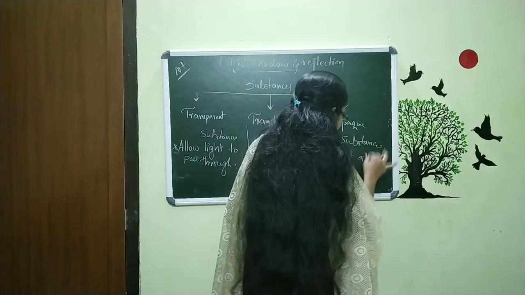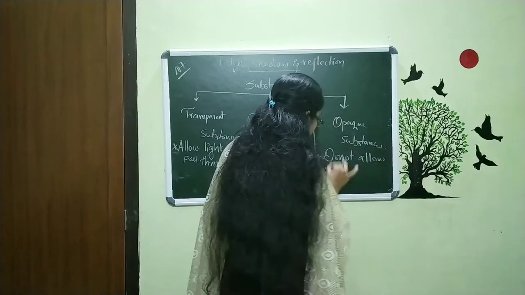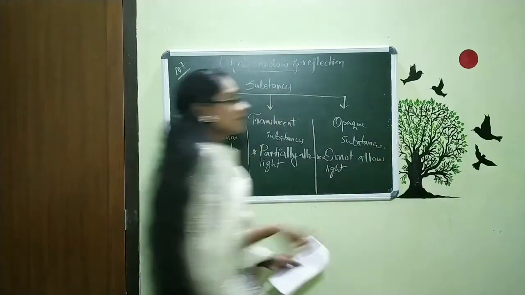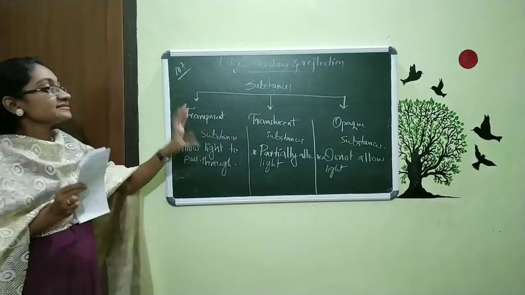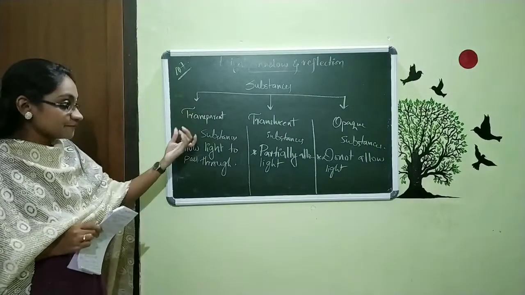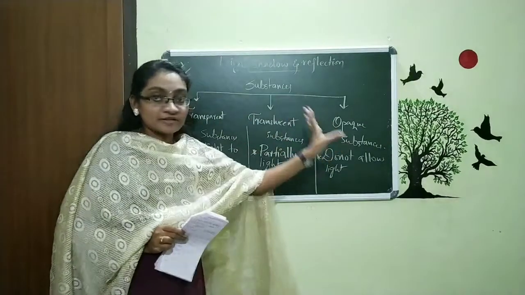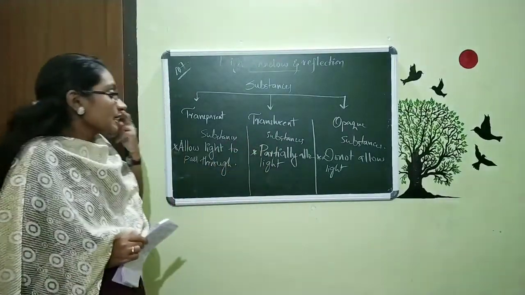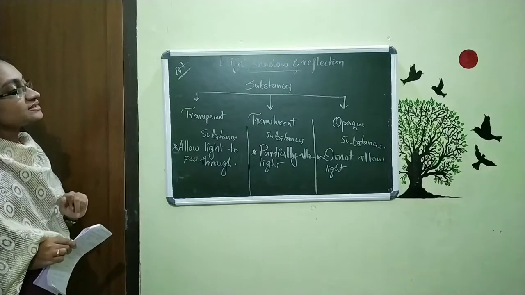Do not allow light to pass through. So these are the three types of substances: transparent, translucent and opaque. We already studied this and that's why I am not explaining this. Now the thing is this.